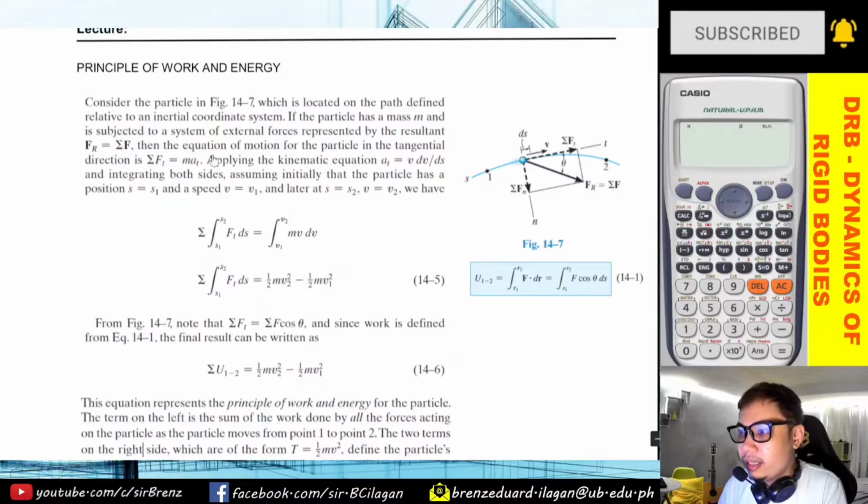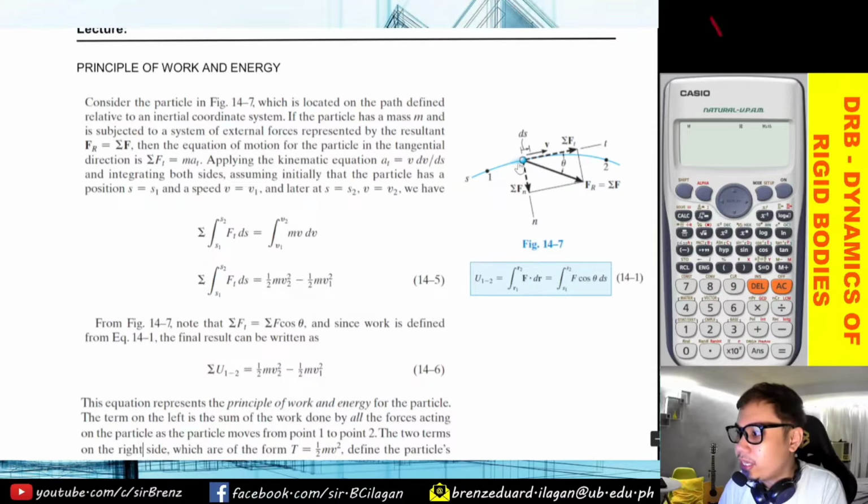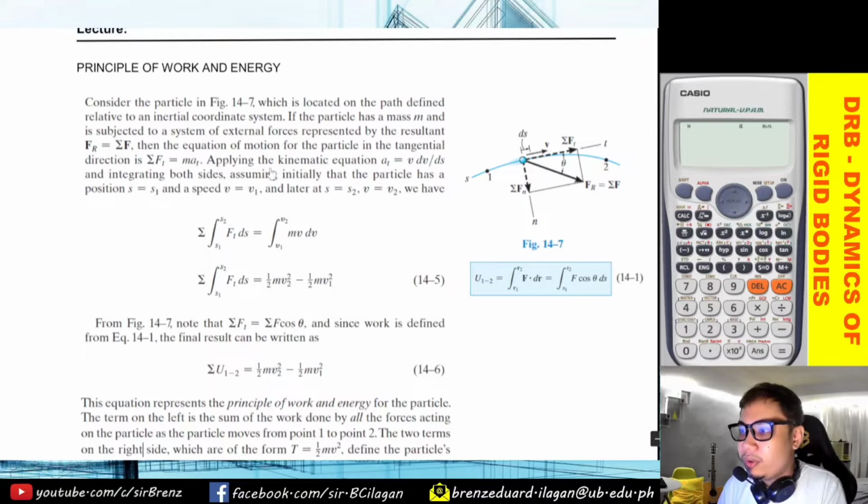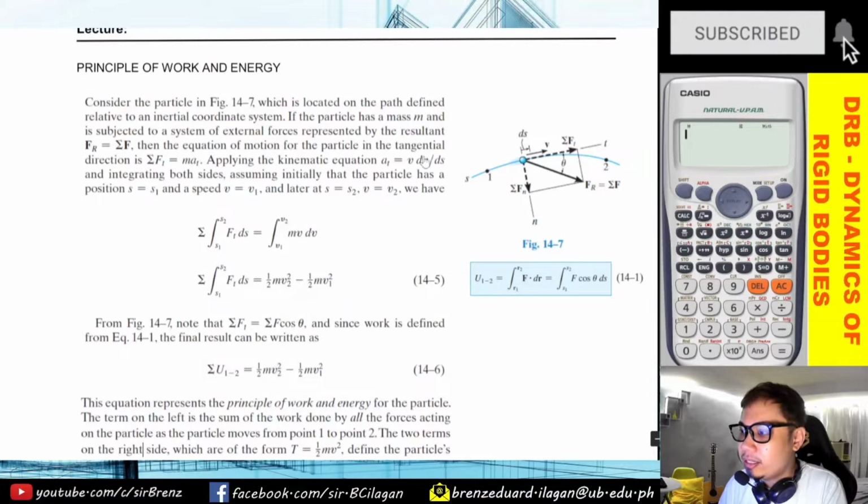Okay? Then, the equation of motion for the particle in the tangential direction. So, when we say tangential, ito nga siya, itong F sub t na to. So, that is summation of F sub t equals the mass times the tangential acceleration or yung a sub t. Okay? So, applying the kinematic equation. Siguro familiar na sa equation na to. So, saan nga ba ito nanggaling, guys?